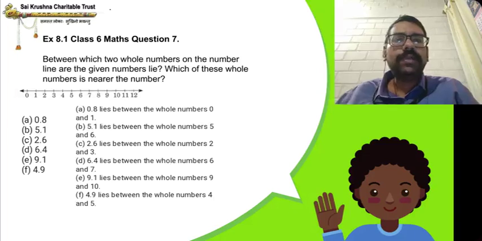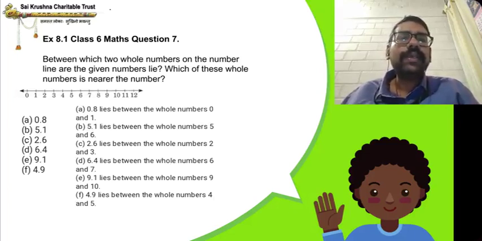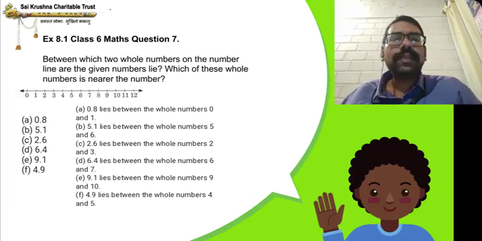9.1 lies between whole numbers 9 and 10. So 9.1 is nearer to 9. 4.9 lies between whole numbers 4 and 5. 4.9 is nearer to 5.